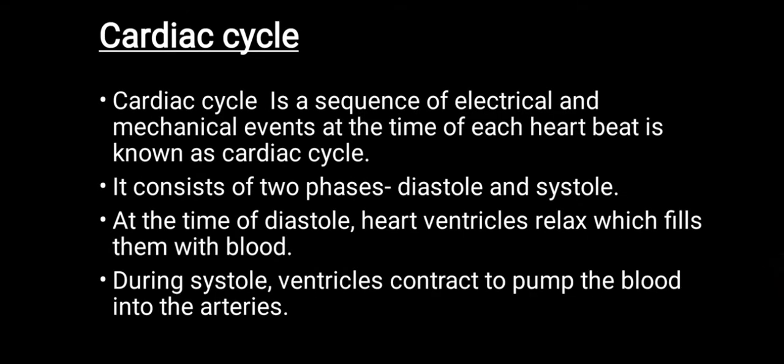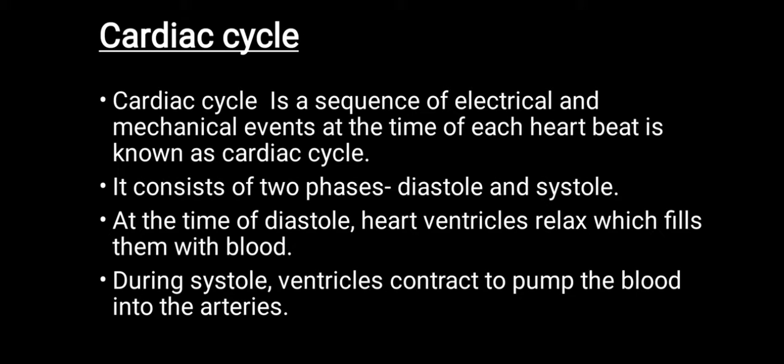Cardiac cycle is a sequence of electrical and mechanical events. So the two events are electrical and mechanical events at the time of each heartbeat. And the sequence of events taking place at the time of each heartbeat is called a cardiac cycle. And it involves two phases, the diastole and systole. Diastole means the relaxation of the chambers of the heart, and systole means the contraction of the heart chambers.